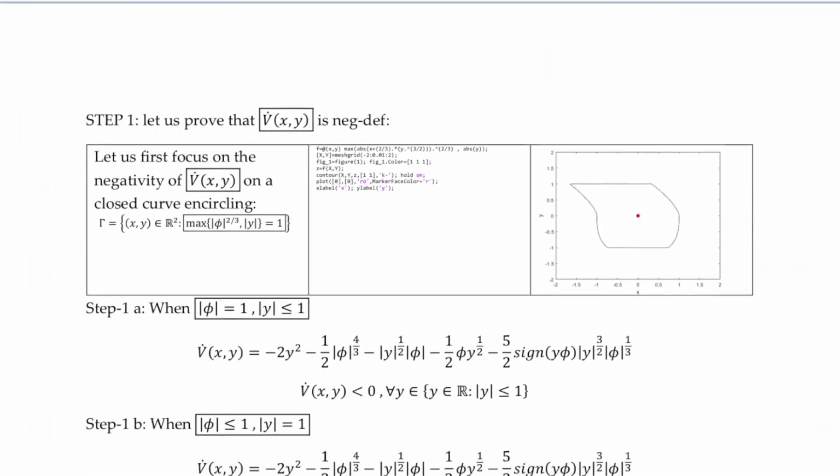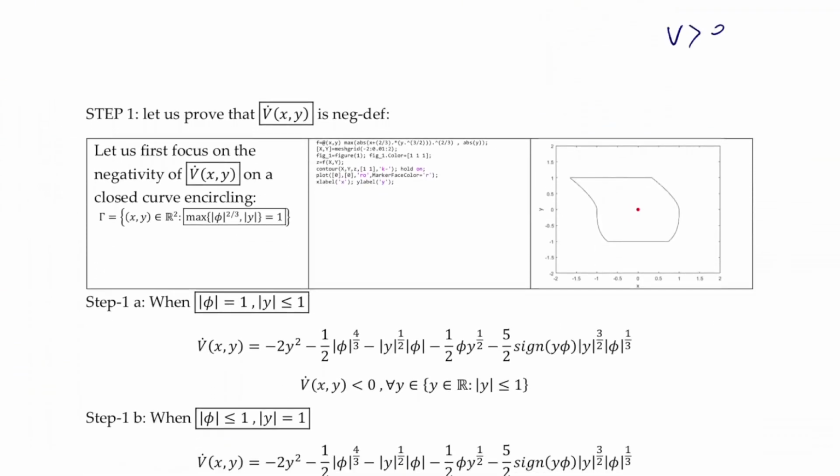And now we need to prove V being positive, and then V dot being negative, something like that, right? We should be able to prove that. And at the moment we are done with the first part. Okay, so let's try to prove V dot being negative on the whole R2.